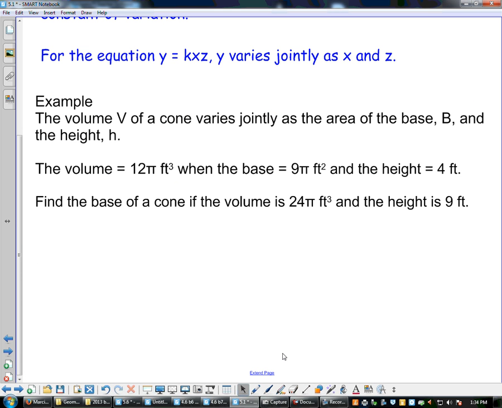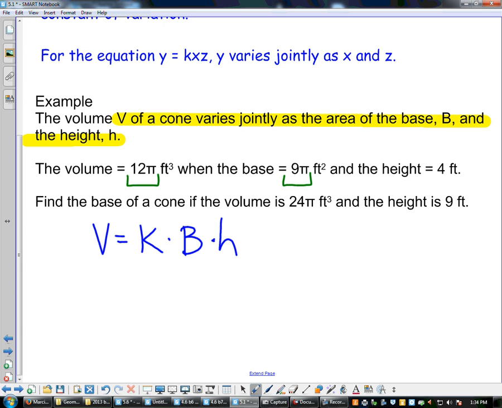So let's start with what we see. We see that V, the volume of the cone, varies jointly as the area of the base and the height. As soon as you see that something varies jointly, you can write out your equation. So we're going to write V equals K times B times H, where V is the volume and K is our constant of variation. And we're going to fill in the values that we were given here. Volume is 12 pi, base is 9 pi, height is 4.